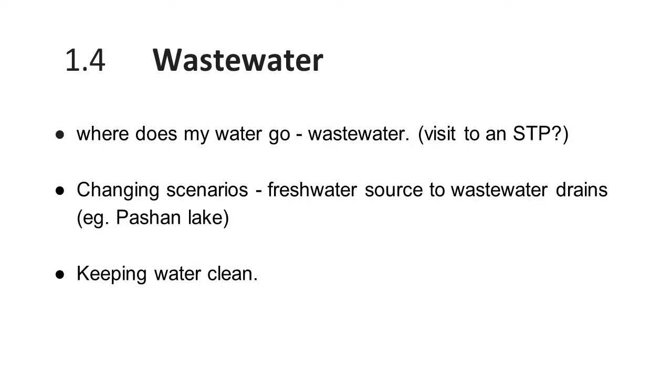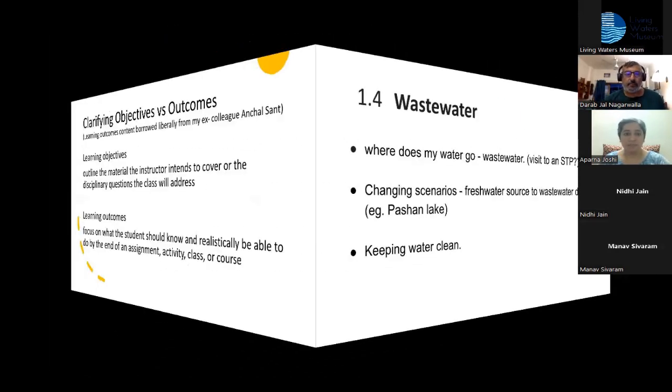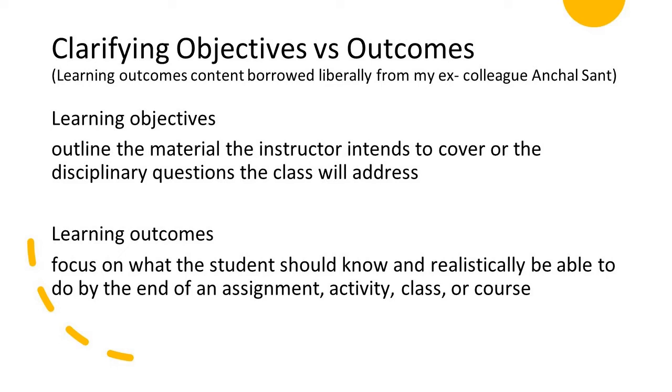Okay. I have a doubt here, if I may. Yes, of course, Aparna. Please go ahead. It's about learning outcomes and learning objectives. Actually, I have two doubts here. First, would it be possible for you to explain more with some examples? And second, regarding the second bullet, would it be possible for you to move one slide back? Sure. So here, when we say focus on learning outcomes, which focus on what the student should realistically be able to do by the end of the assignment, can we include the take home message in learning outcomes for a student?